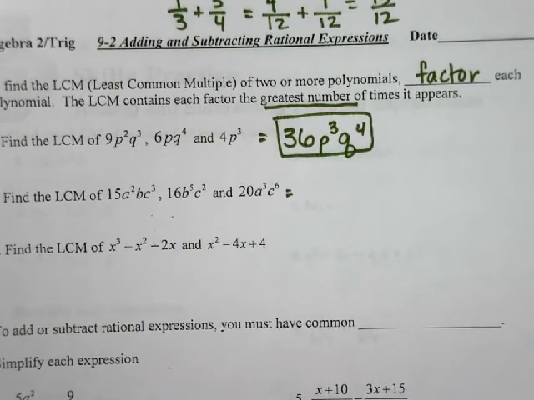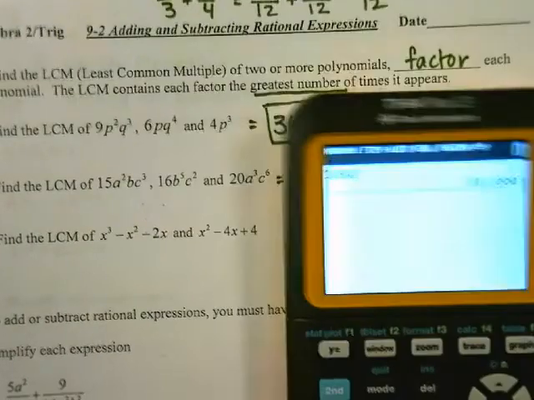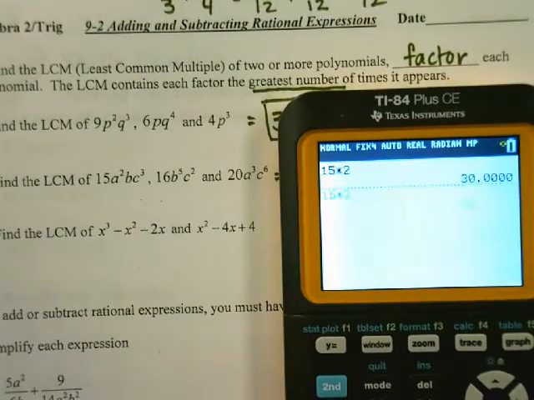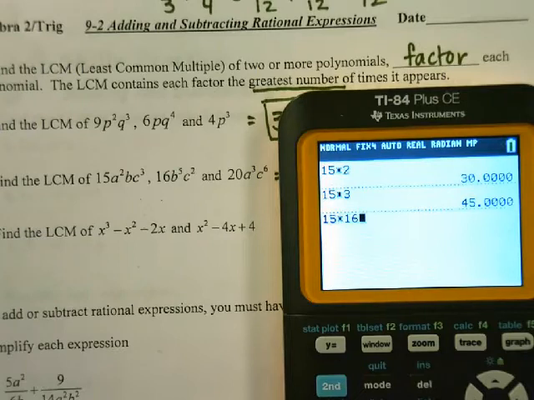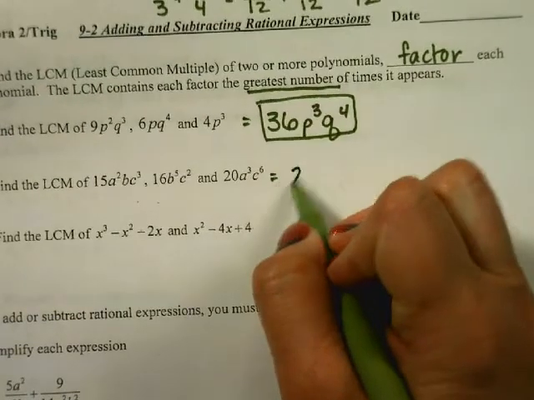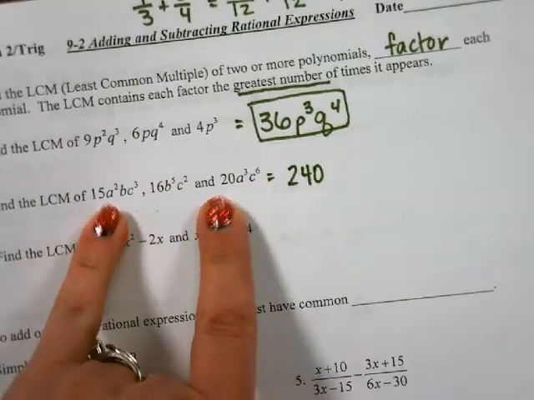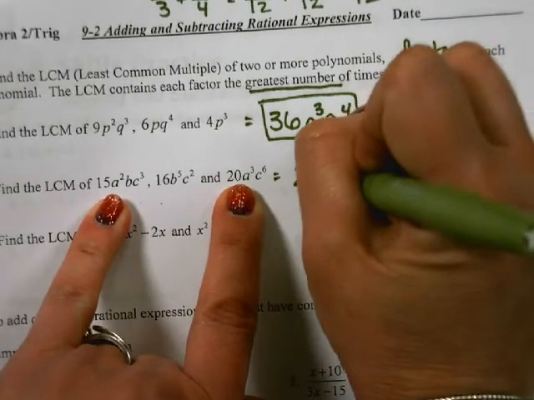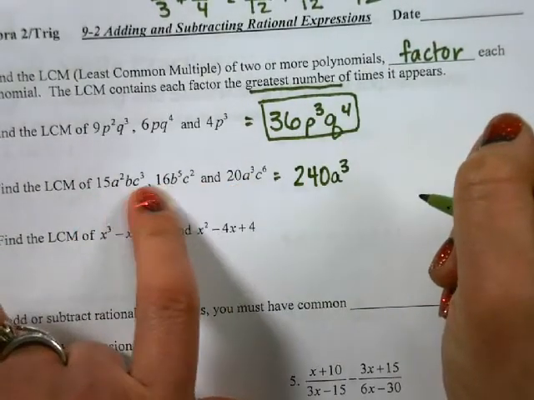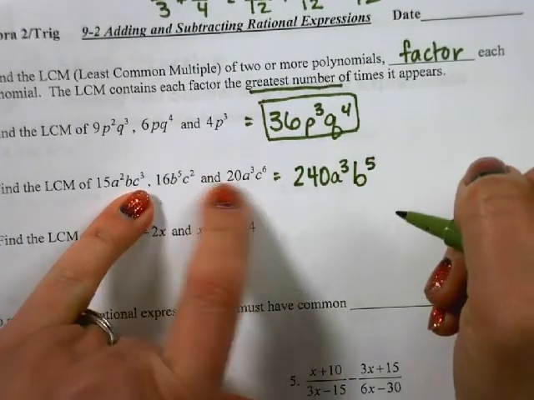So you could start with the smallest one. So 15 times 2, that's not divisible by 16 and 20. So no, that's not going to work. So finally she got up to 16. It is 240. All right, how about a squared and a to the 3rd. Which one's the biggest? And then I got a b to the 5th. B to the 5th. And then I have c cubed, c squared, and c to the 6th.